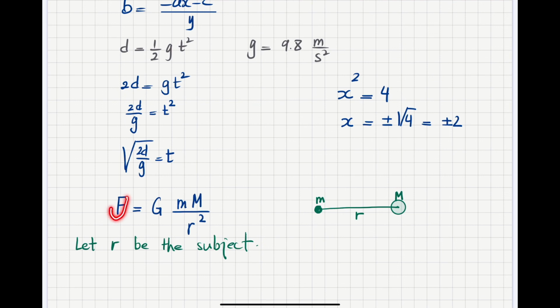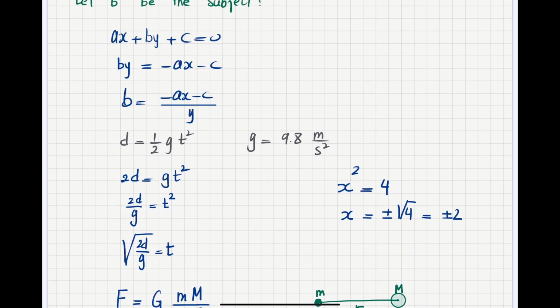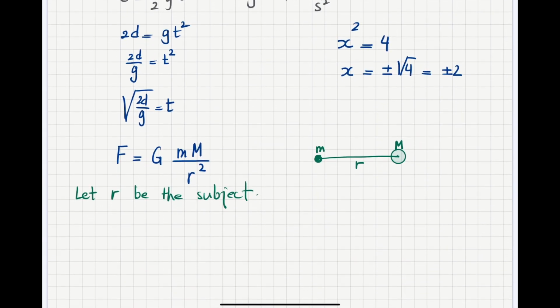So here, I would say that force is written in terms of G, M, and R. Okay? So here, I would say that B is written in terms of A, X, C, and Y. So that's the meaning of this phrase when I say something is written in terms of some things. Yes? Okay. So one way is to say let R be the subject. Another way is to say write a formula that expresses R in terms of F, capital G, little m, and capital M. That's also another way to express the same thing, which I usually use a lot. Yes? Now, can you tell me, how do you want to make R the subject in this problem?